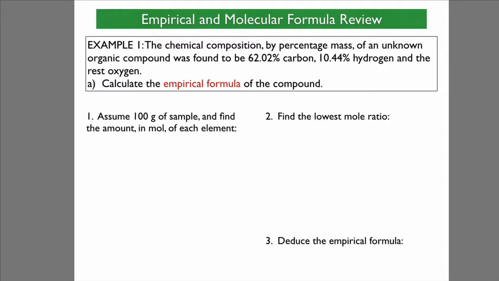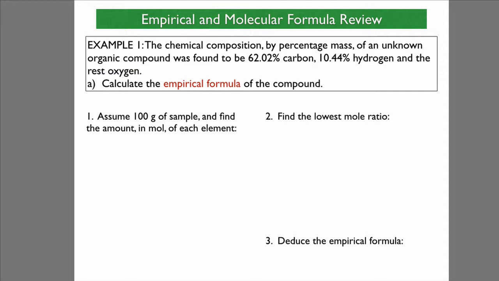Okay, empirical and molecular formula review. Example 1. The chemical composition by percentage mass of an unknown organic compound was found to be 62.02% carbon, 10.44% hydrogen, and the rest is oxygen. We're going to calculate the empirical formula of the compound.